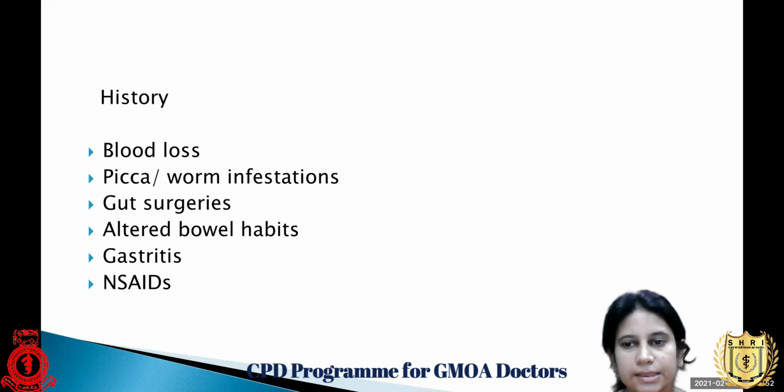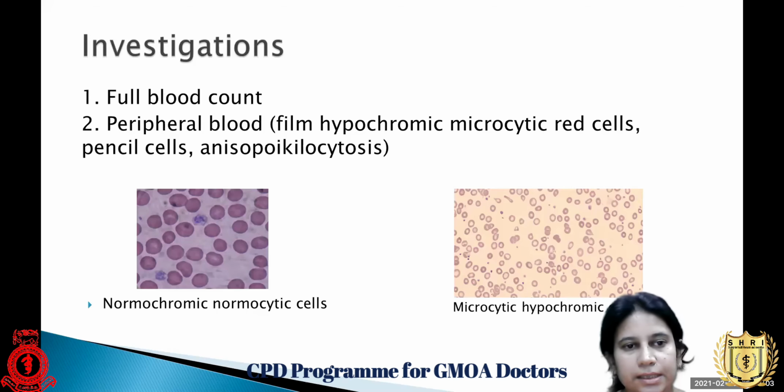So go back to the history and ask about blood loss, pica, gut surgeries, altered bowel habit, gastritis, and non-steroid anti-inflammatory drugs. So this is the investigation you provided with full blood count, and the peripheral blood reported as microcytic hypochromic red cells, pencil cells, and anisopoikilocytosis. This is the normal red blood cells in your body. This is in this patient.